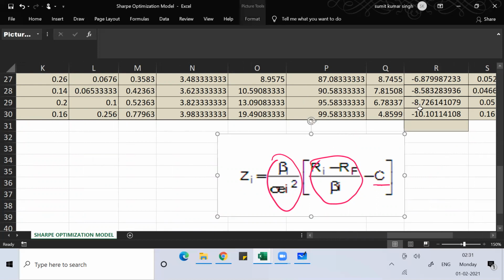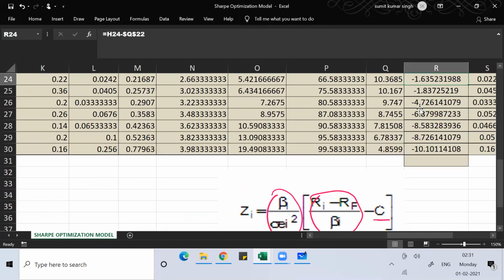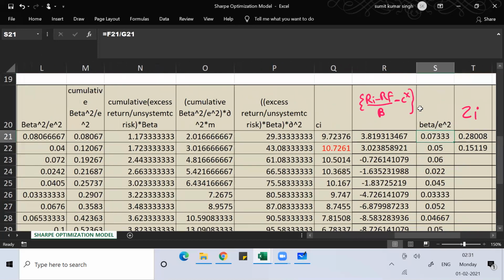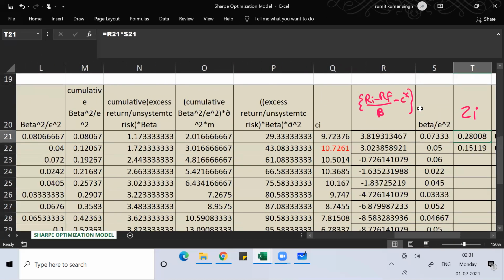So I hope you understood this ZI value. Ultimately, the ZI value helps us to find the individual percentage of stock in the portfolio.